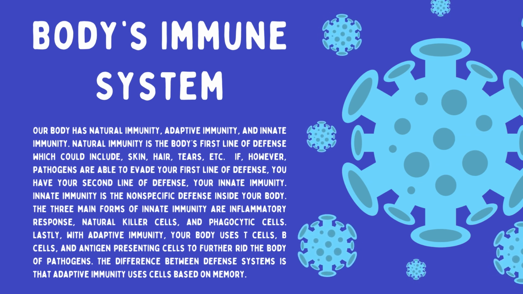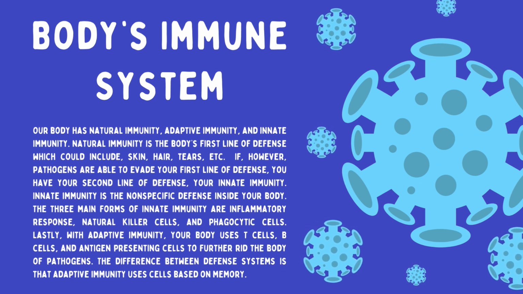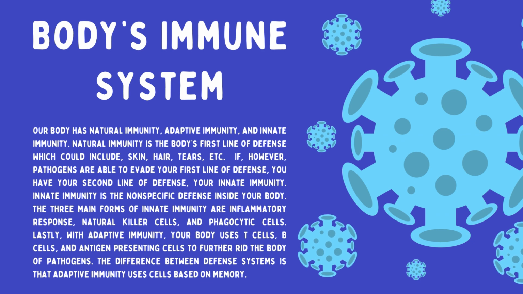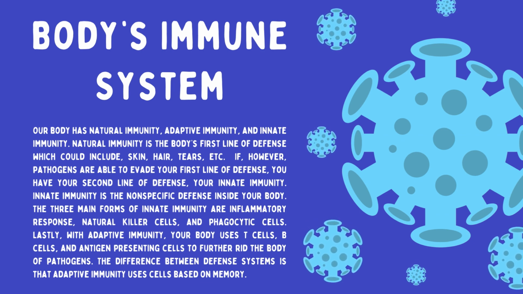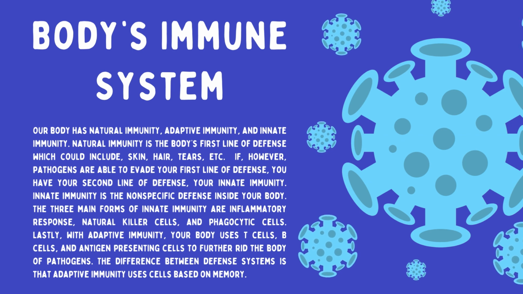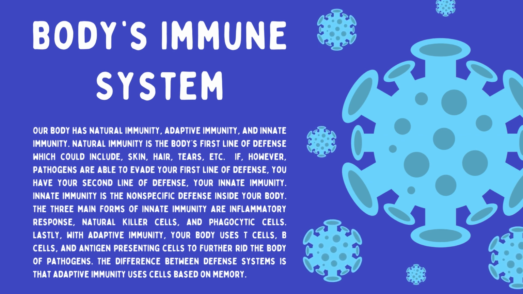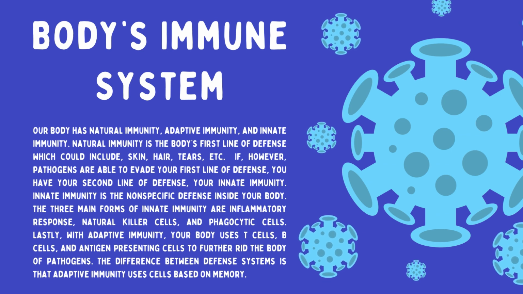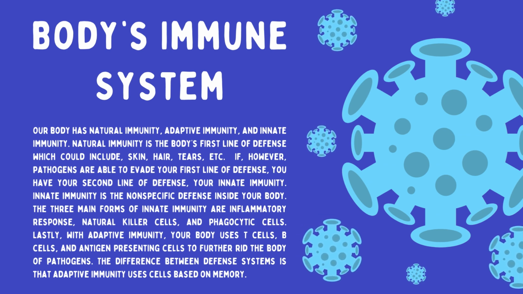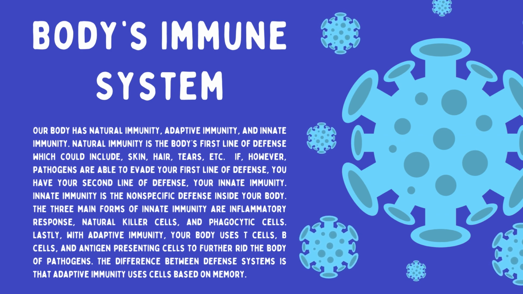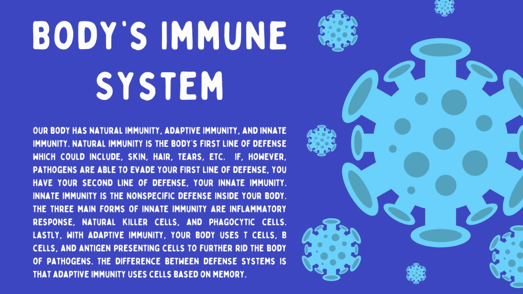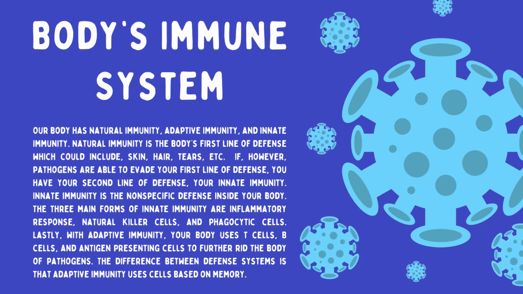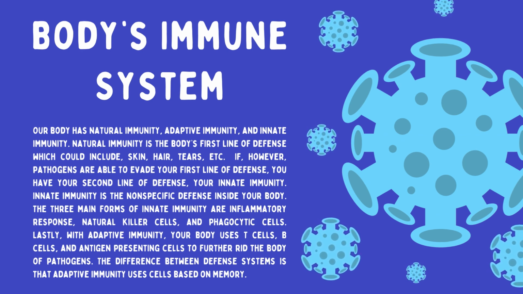So then going on from our innate immunity, we have our last line of defense, which is our adaptive immunity. And this is where we're going to see our T cells, B cells, and other antigen presenting cells, which are just further going to rid our body of pathogens. So the difference between our innate immunity and our adaptive immunity is that our adaptive immunity is going to be more from memory. That's where you see our antigens, which come specifically from pathogens. In that way, our body can identify exactly what pathogen has entered our body, and what T cells and B cells can be used to better get rid of the pathogen.